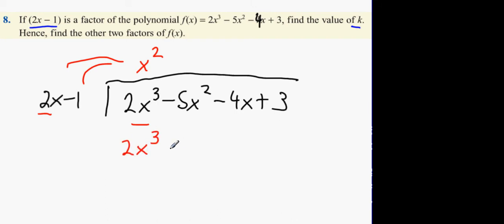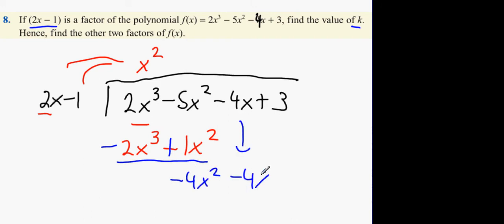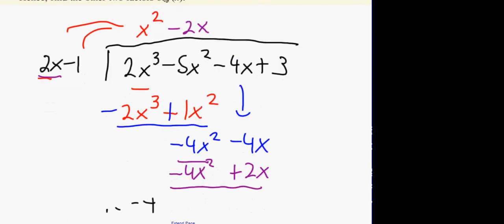Multiply it out. 2x cubed minus 1x squared. Make a minus. That one's a plus. That one should always cancel. Then we get minus 4x squared. Bring down the 4x. Once again, have a look underneath. 2x goes into minus 4x squared minus 2x times. That's going to get you minus 4x squared plus 2x. We haven't changed the signs yet. So what happens is we're going to go down, change the signs.